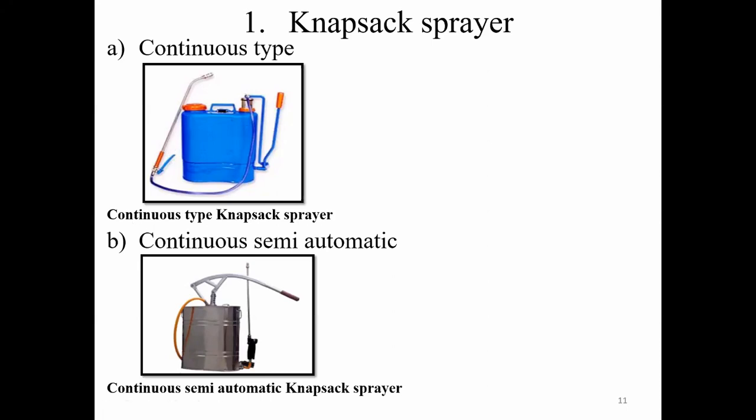And in case of continuous semi-automatic sprayers, these are normal knapsack sprayers utilized by the farmers. This one consists of the pressure chamber, and here the flow can be controlled by using the trigger valve as well as by the power produced by farmers.